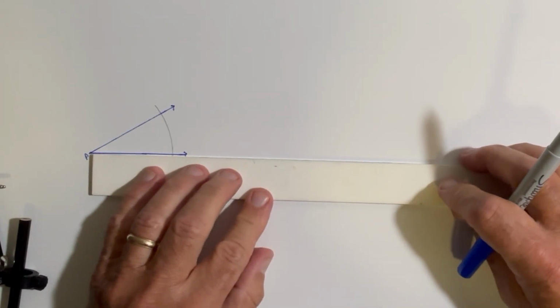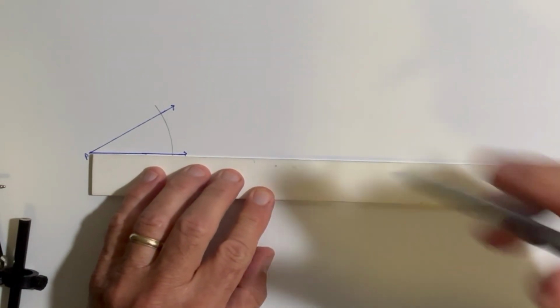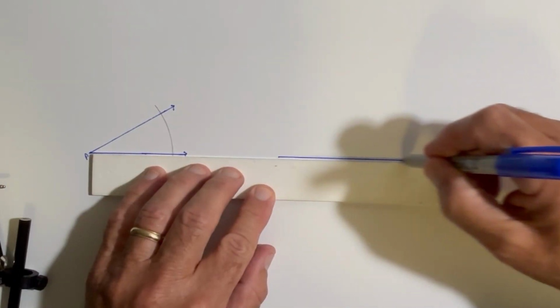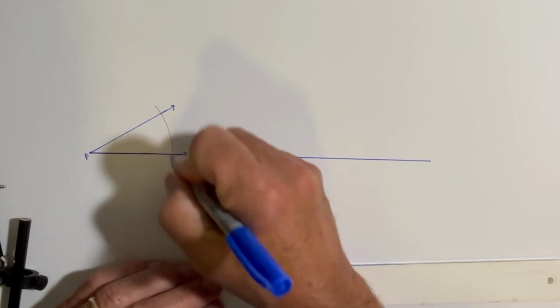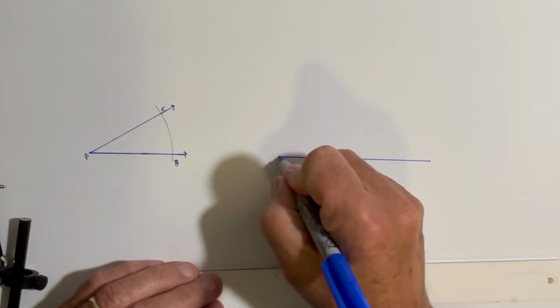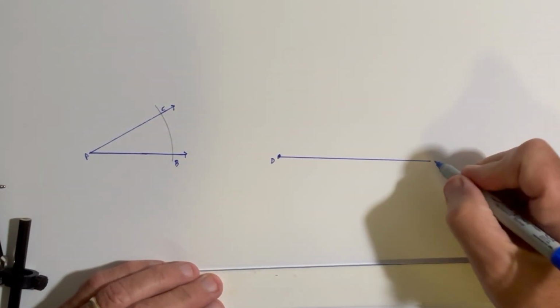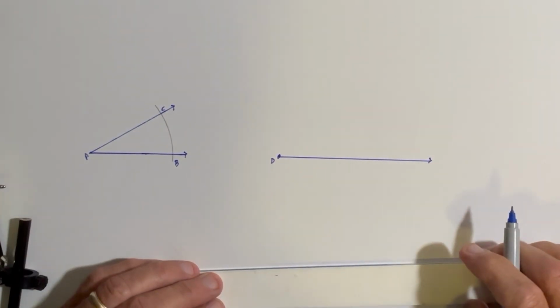Now I'm going to extend this line out. So we're going to draw another one over here. Okay. So we're going to call this point B, point C. So this is going to be point D now. It's going to be the start of this new ray and this new angle.